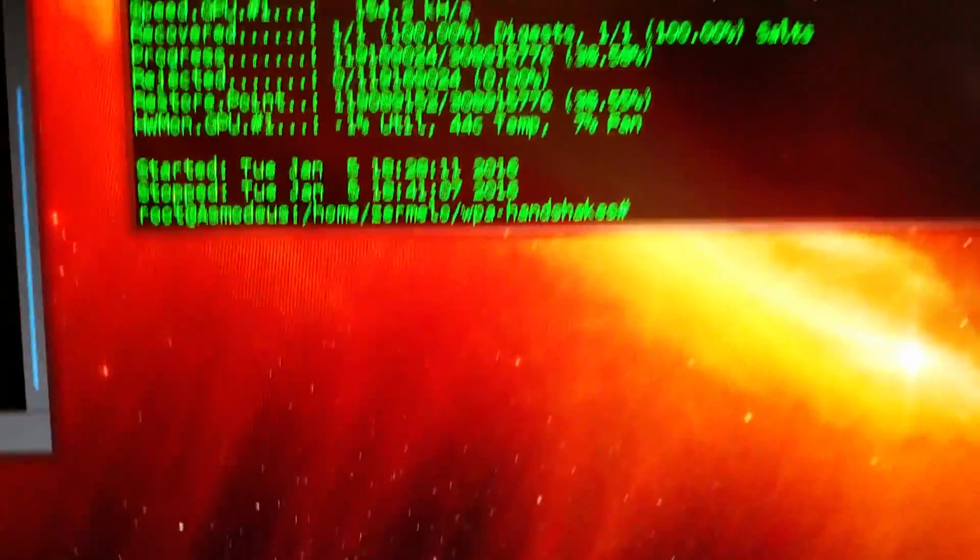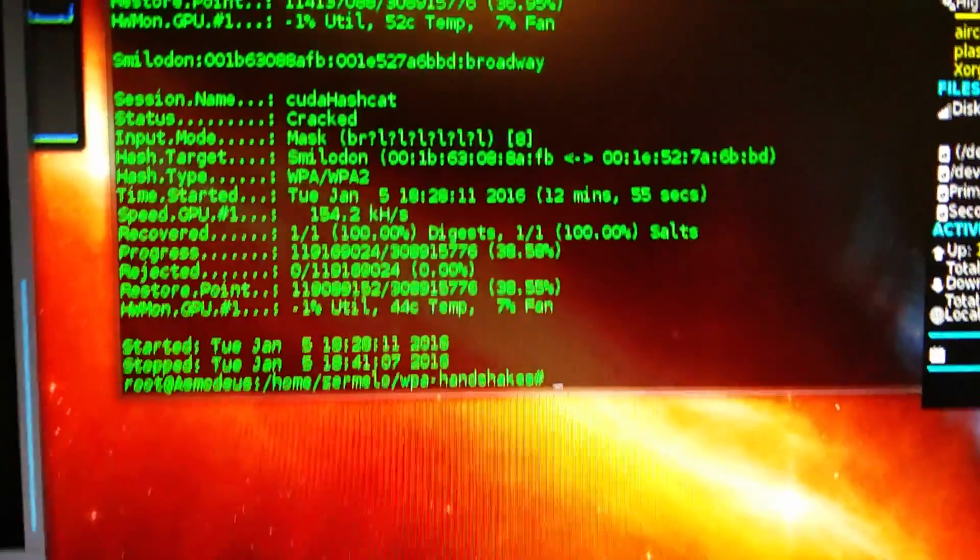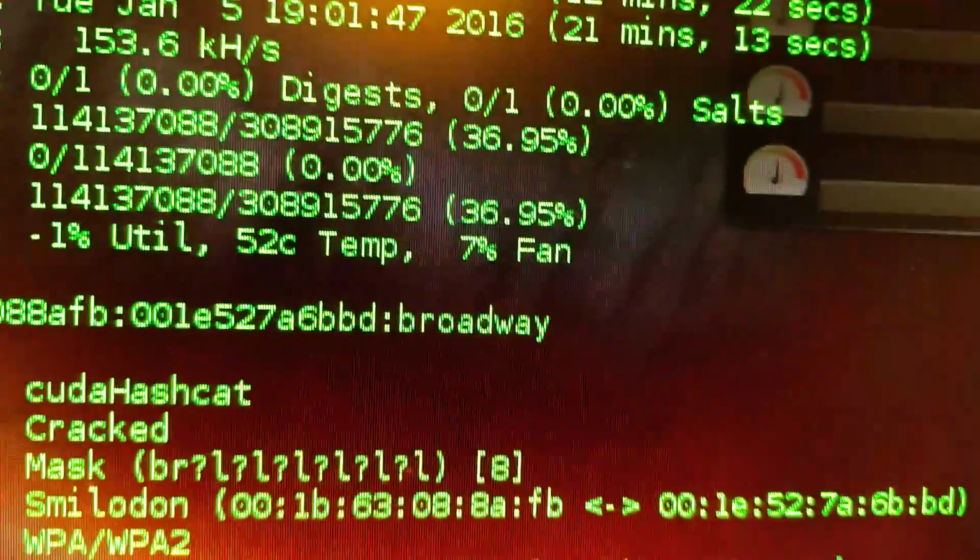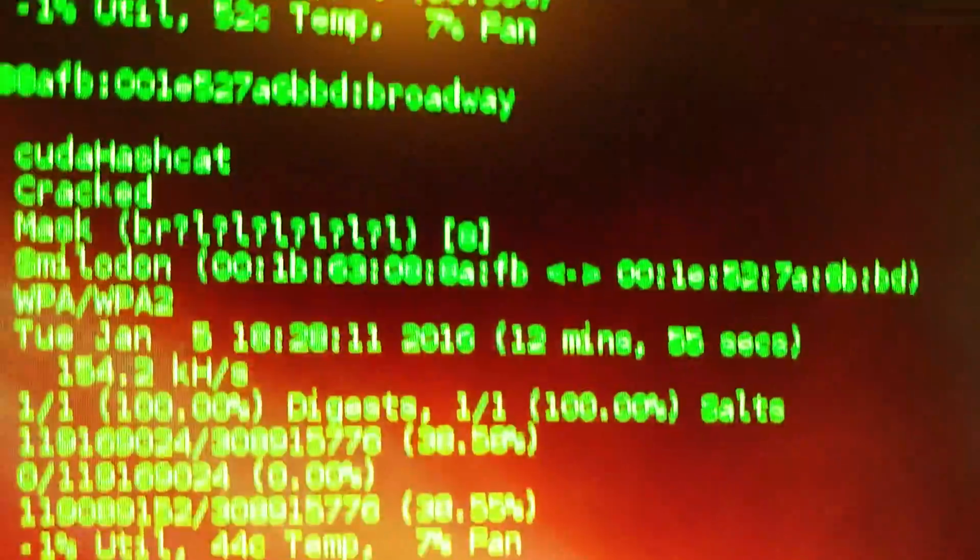Oh well. It didn't go through all the combinations because it didn't need to. So we're done. It stopped. The program found the password. If you see it, right there, Smilodon. The password is Broadway, which it found, which I told you already.